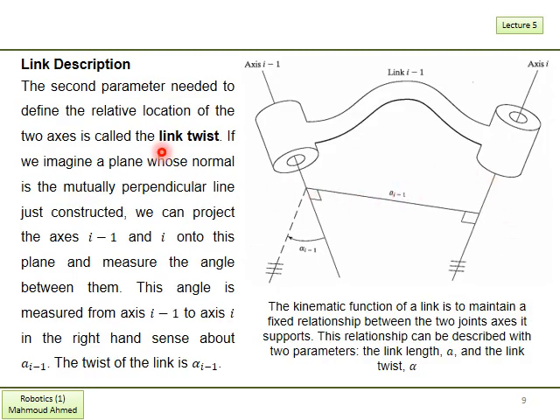The next expression is called the link twist. We simply twist this link by changing the angle of the joint with respect to the other joint on the other end, and we imagine a plane, which is this plane here, whose normal is the mutual perpendicular line we have just constructed.